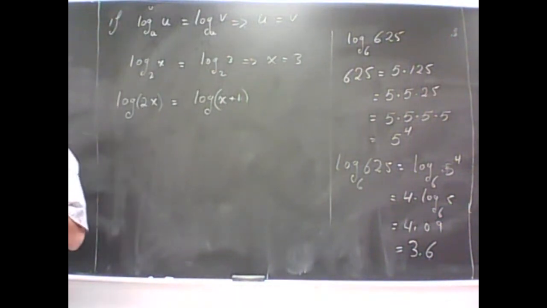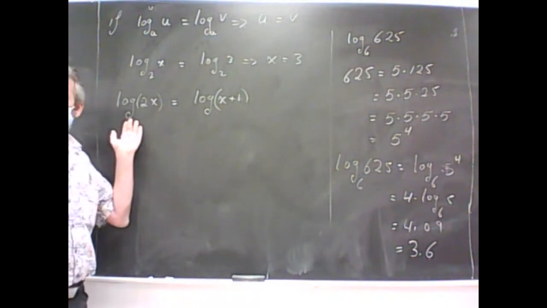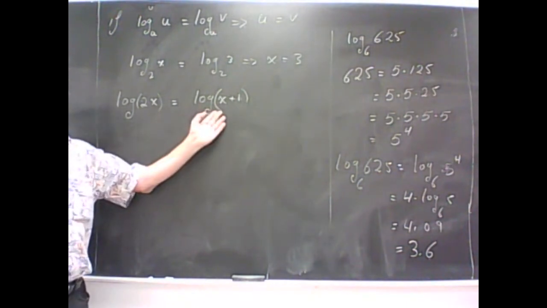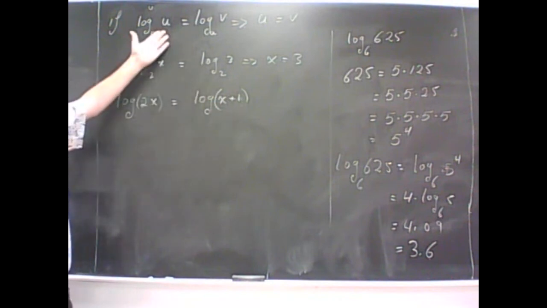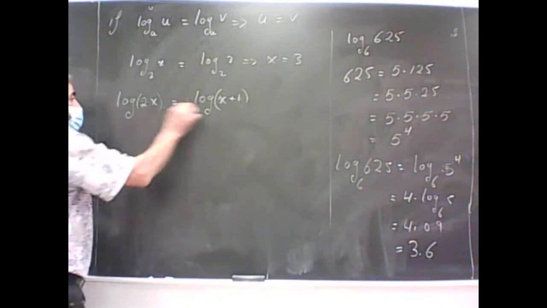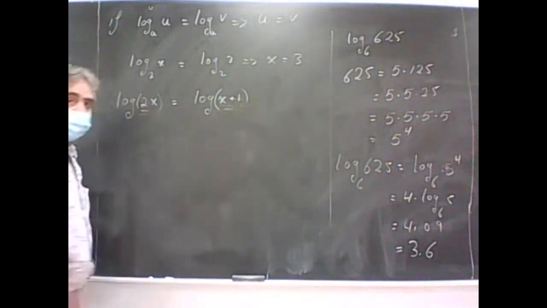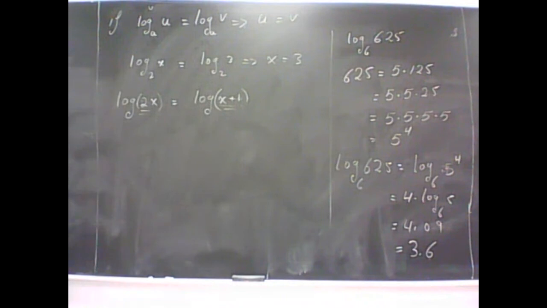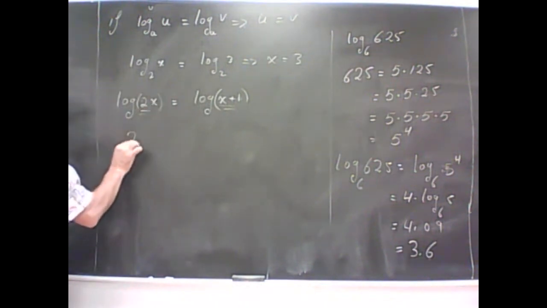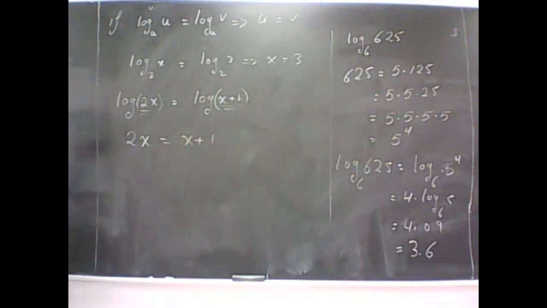Okay? So here's what we do. Well, we have on one side one log, yes? On the other side, we have one log. We can apply the property up there. And the property says, if those two logs are the same, then what's inside must be the same. Yeah? So I can rewrite from here down to the step 2x equals x plus 1. Yeah?